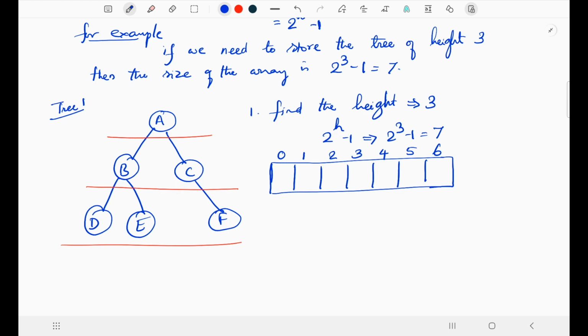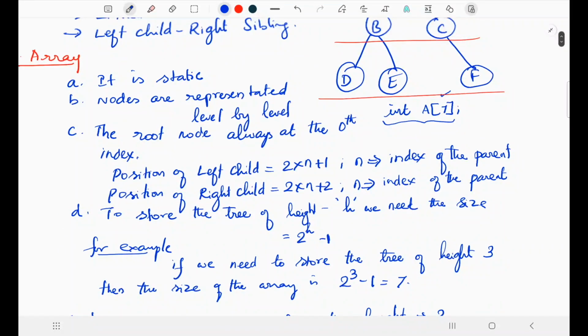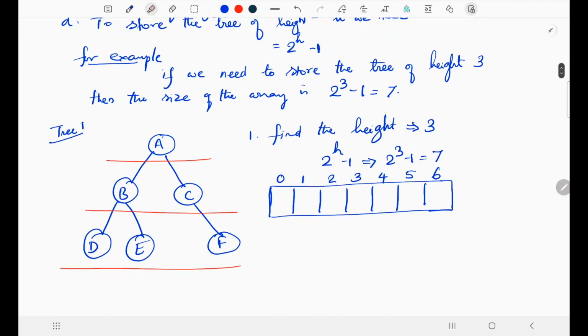Now I told you already that the root always is the 0th index, right? So here what is the root here? A is the root, right? So A always takes the 0th position.